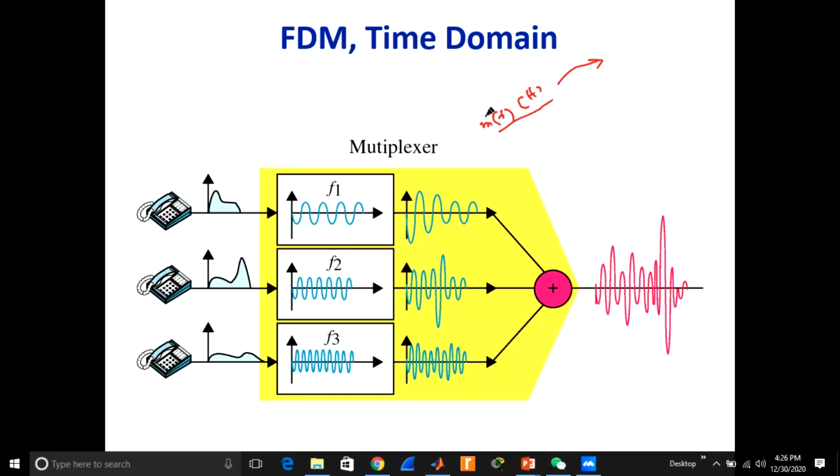This is called the modulating signal, this is called the carrier signal, and this is called the modulated signal. When we modulate this signal with this carrier, it generates this signal. When we modulate signal number 2 with frequency number 2, it generates the medium signal. When we modulate signal number 3 with carrier 3, it generates this third signal. And when we add them, in the time domain, adding this portion with this portion and this portion, it will give this.